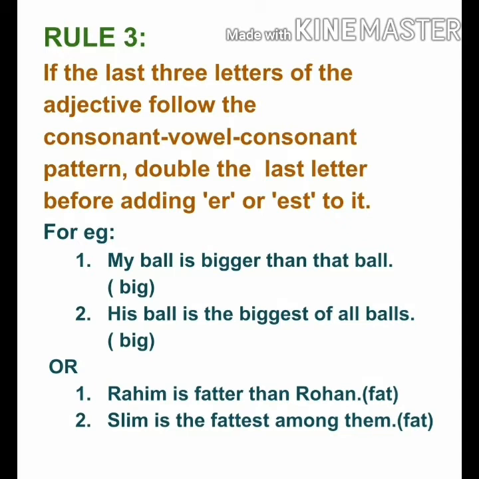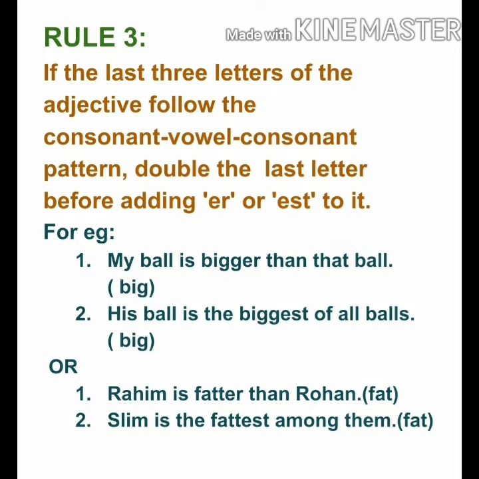Now let's look into the next sentence. Rahim is fatter than Rohan. Fat is the adjective here, which is a monosyllable word. It follows the consonant vowel consonant pattern, and hence before adding er the last letter has to be doubled up, and thus comes the spelling fatter.